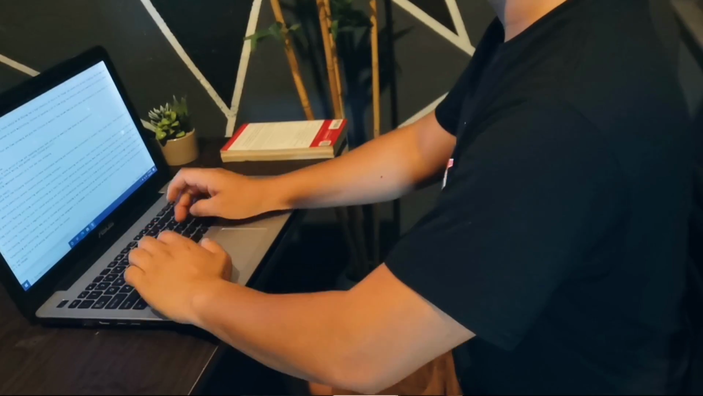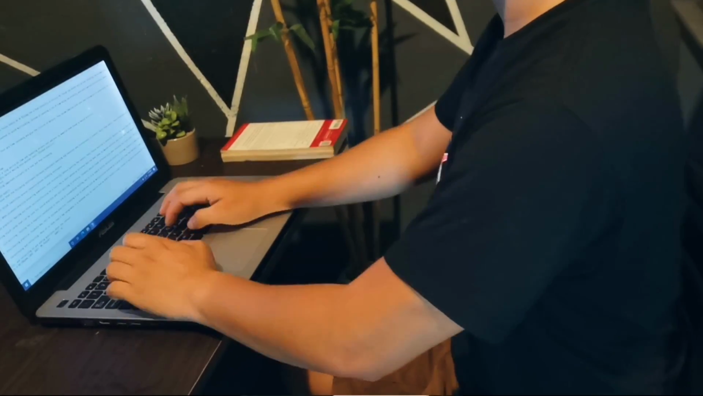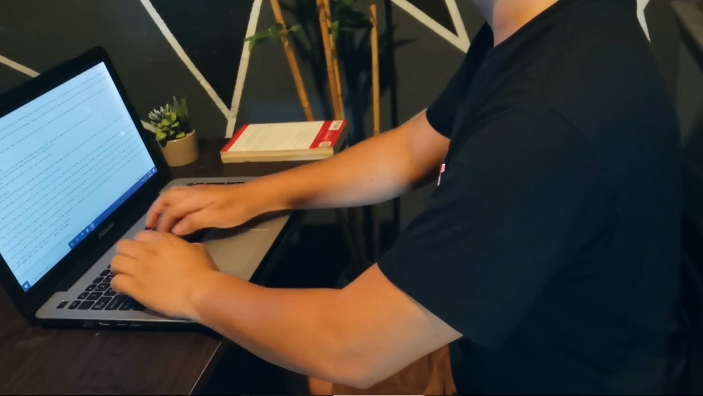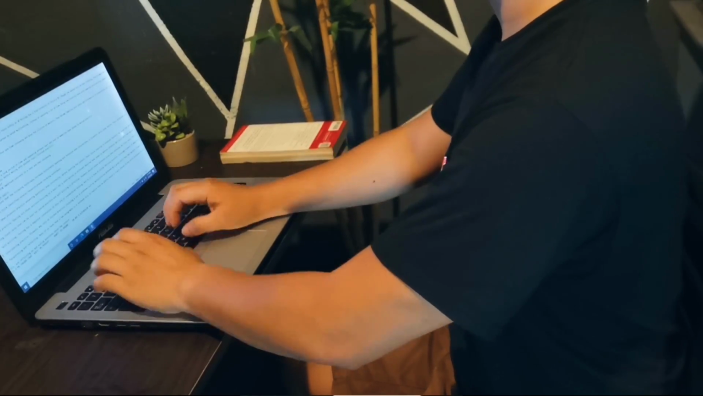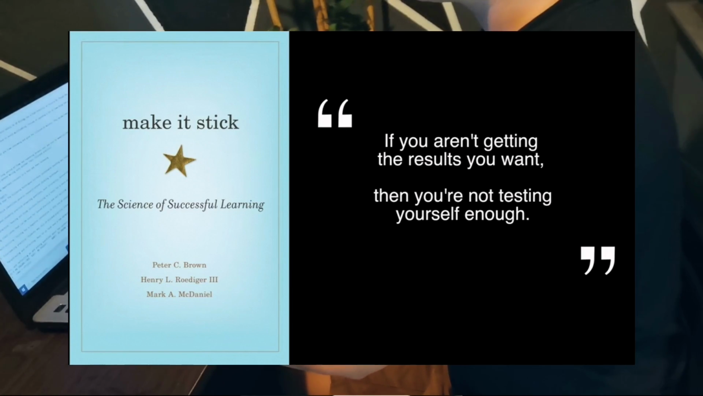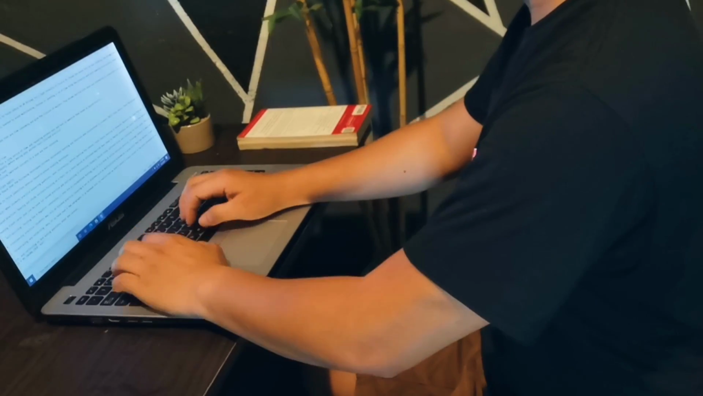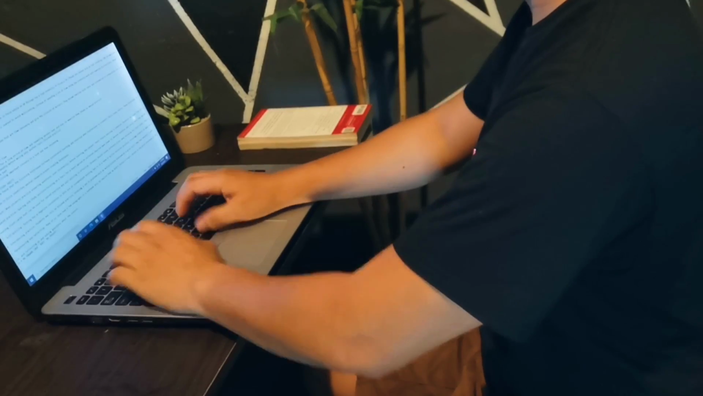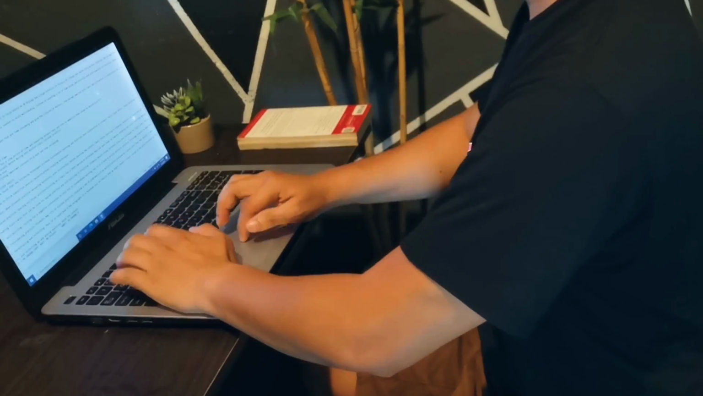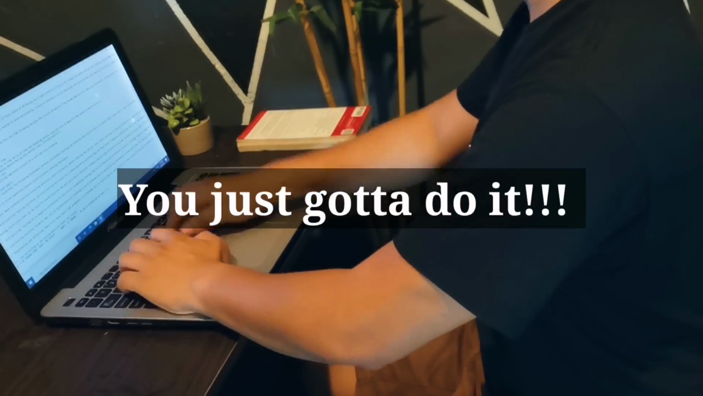Well, I think it's great that you're enjoying the learning process, but don't forget that if you want to have good grades, you've got to practice recalling the information as well. Peter Brown, author of the book Make It Stick, says that if you aren't getting the results you want, then you are not testing yourself enough. Again, regardless of what method you use, you must go for long-term retention. Test yourself consistently and repeatedly. You just gotta do it.